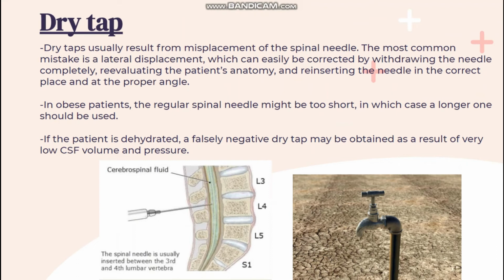Next, we have the dry tap. Dry taps usually result from misplacement of the spinal needle. The most common mistake is a lateral displacement, which can easily be corrected by withdrawing the needle completely, re-evaluating the patient's anatomy, and reinserting the needle in the correct place and at the proper angle. However, in obese patients, the regular spinal needle might be too short, in which case a longer one should be used. If the patient is dehydrated, a falsely negative dry tap may be obtained as a result of very low CSF volume and pressure. If this is suspected, attempt to rehydrate the patient before the procedure.